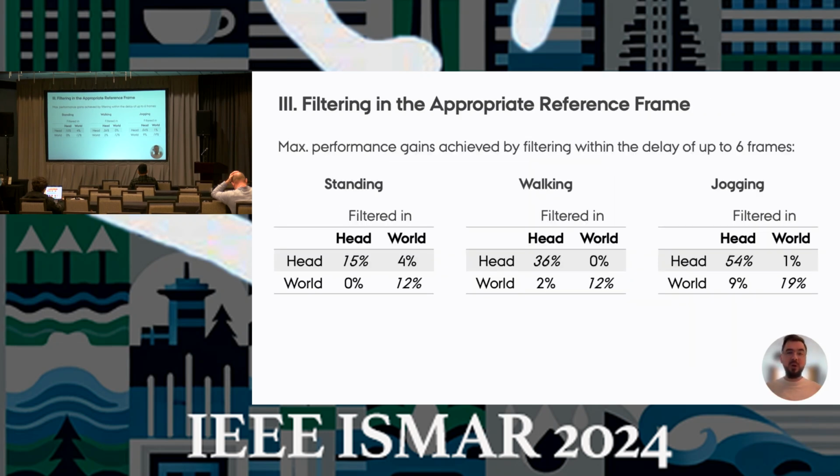Last but not least, we found that filtering eye tracking data in any reference frame other than the one where the target is located diminishes the filter's effectiveness regardless of the movement pace. For instance, you can see that during walking, filtering gaze data for HAD reference targets in the world reference frame leads to virtually non-existent performance gain compared to a 36% increase when it's filtered in the HAD reference frame. The same is true for the other combinations of reference frames, which are not shown here.